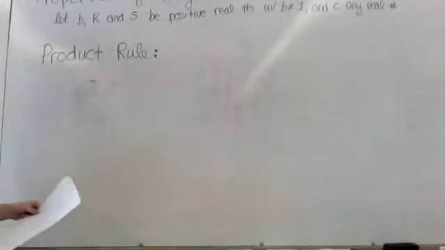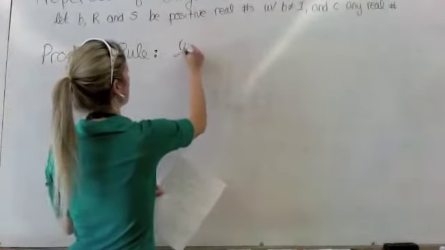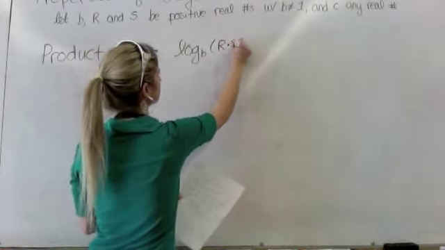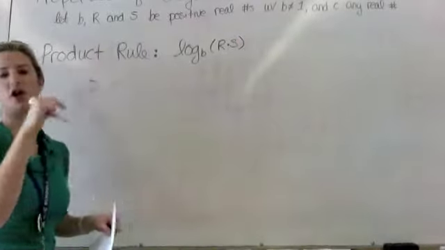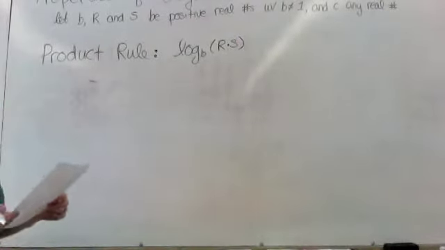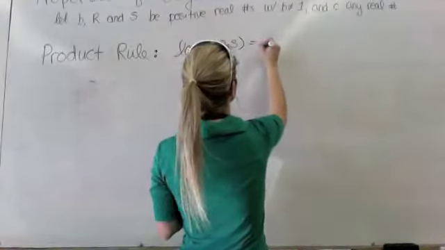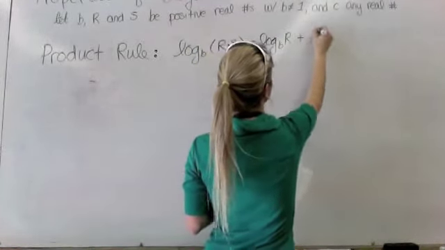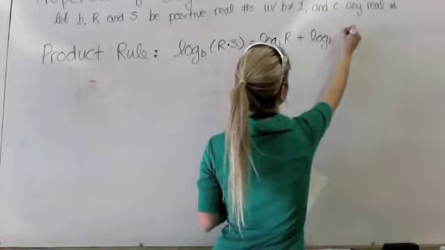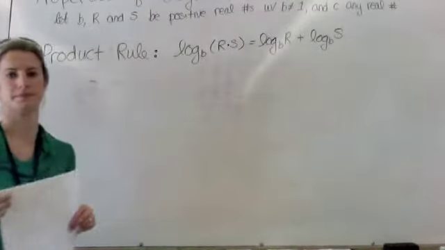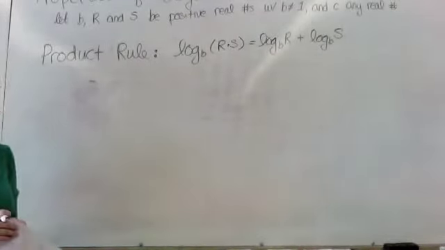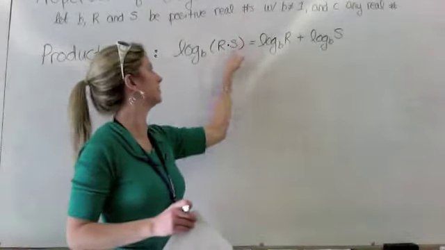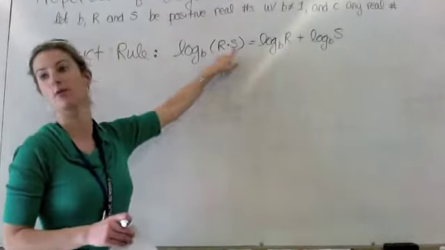And what the product rule states is that the log base B of R times S, or you can write it as just RS, equals the log base B of R plus the log base B of S. So whenever it's multiplied, you're just adding the log base B of this one plus the log base B of the other one.